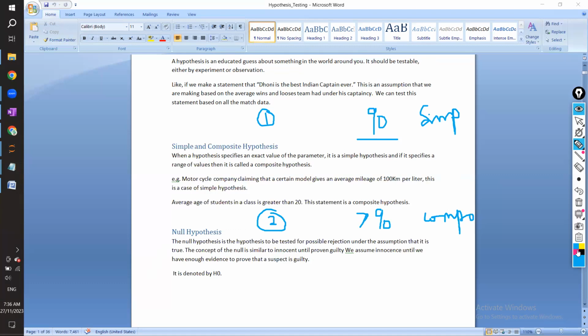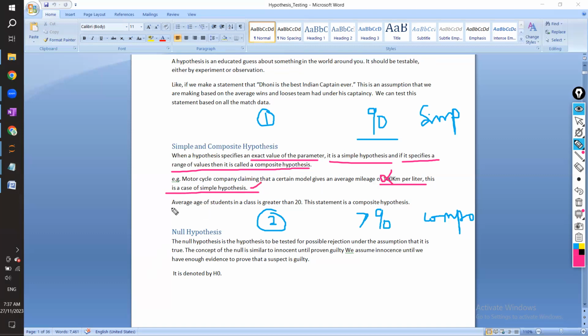So if you observe, when a hypothesis specifies an exact value of the parameter, it's a simple hypothesis. And if it specifies a range, then it's composite. That means if a motorcycle company is saying, hey, my model will give an average of exactly 100 kilometers, it is simple. Why? Because if you want to disprove this, you can simply disprove it by showing that it is not equal to 100. Obviously it is failing.